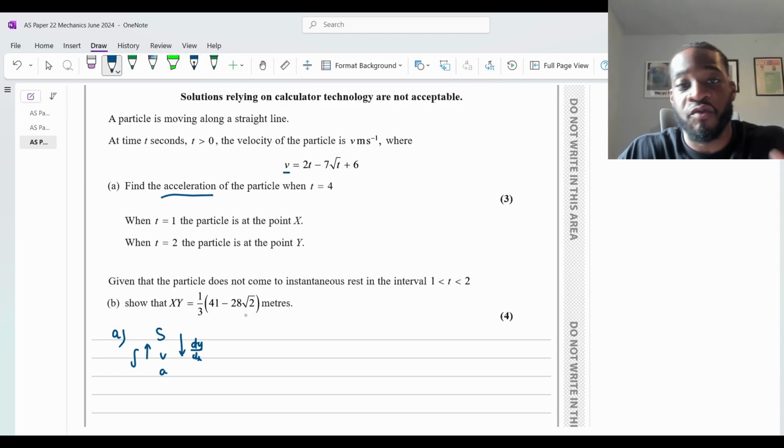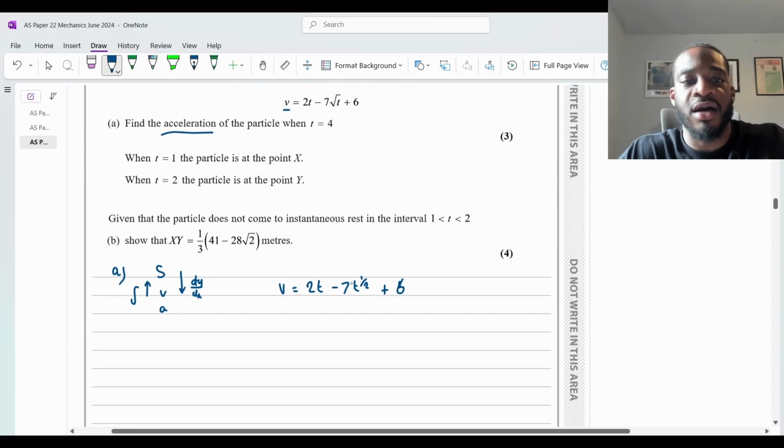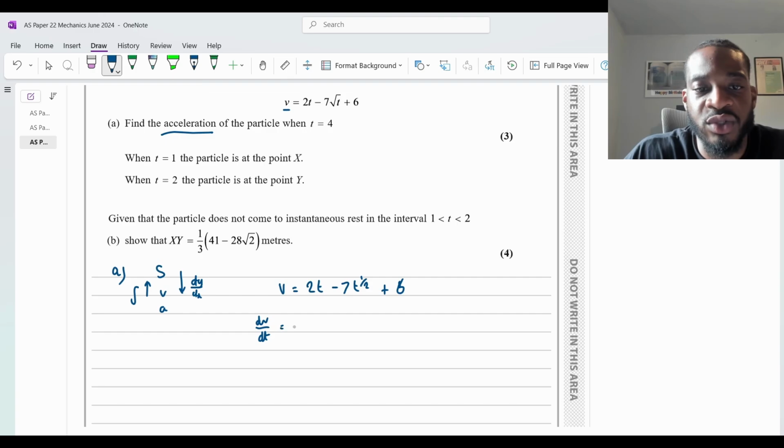So all we need to do is just differentiate with respect to t to figure out what the acceleration formula would be. So I'm going to write this. V is equal to 2t minus, and then instead of writing root t, because I'm differentiating, I want to express it as a power, I'm going to write it as t to the power of a half, and then plus 6. Perfect. And then now, I need to differentiate this to get acceleration.